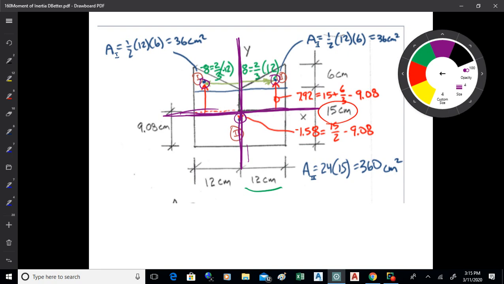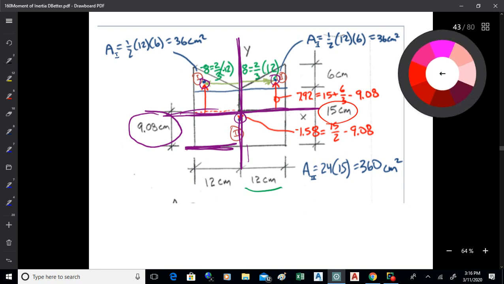Now, to get these offset distances to the two triangles and the large rectangle off the x-axis, I'm measuring in the y direction. So what I'm going to do here is figure out first, my neutral axis is 9.08 high, and that's measured from the base of the rectangle here. Well, I want other measurements from the rectangle, so I'm going to measure to the base of the triangles, and that'll be 15, that's given.